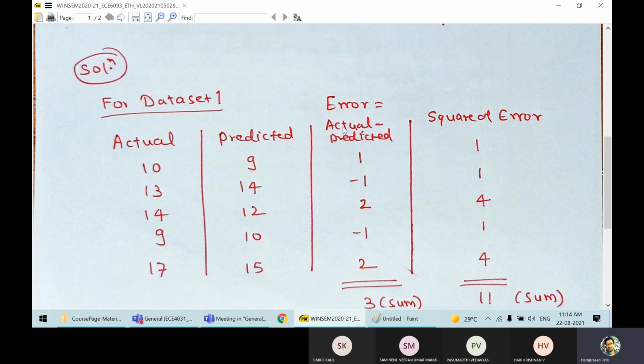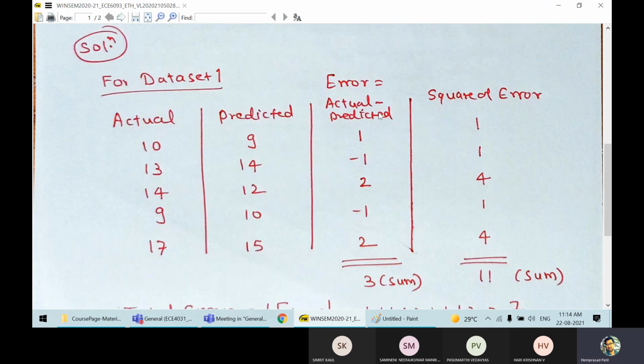So write down these values, these are errors. So error is equal to actual minus predicted. And then make the square of error. So 1 square is 1, minus 1 square is 1, 2 square is 4, minus 1 square is 1, 2 square is 4. And then make the sum of error and sum of square of error. Write down this table quickly.